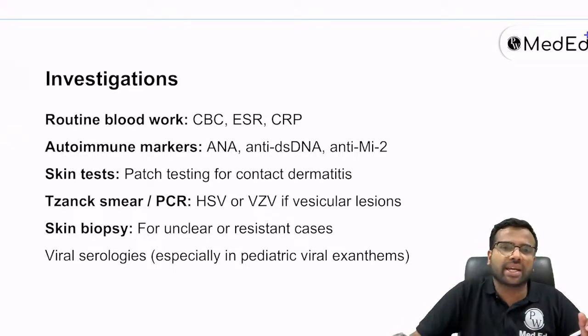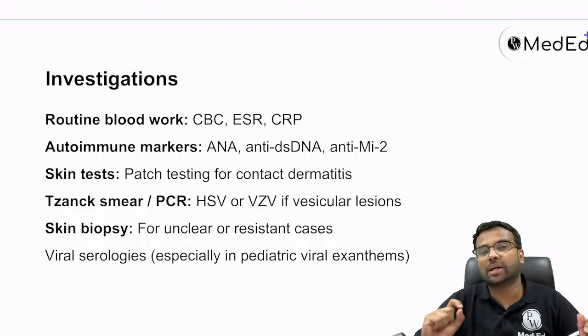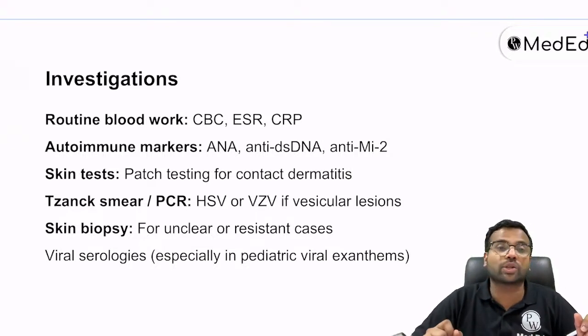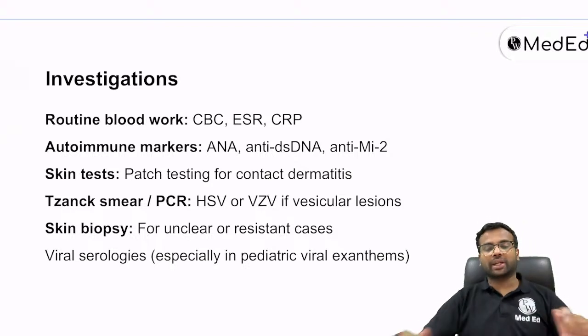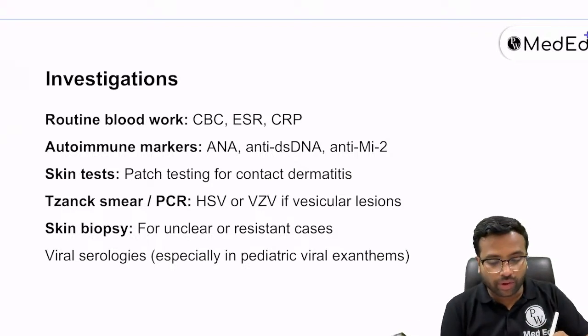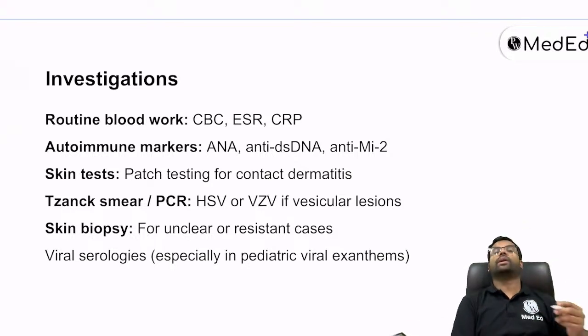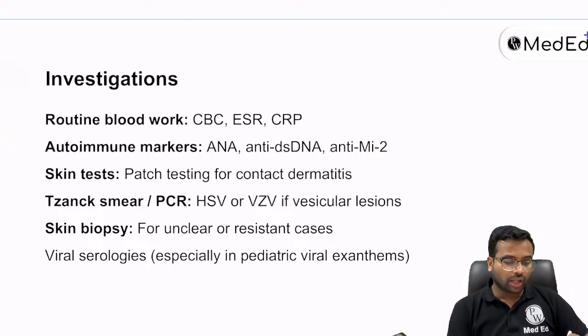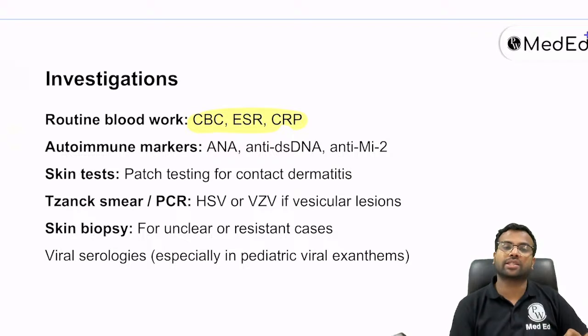So every case is having a different presentation. That is how you can reach a provisional diagnosis based on clinical presentation. But anyways, to confirm the diagnosis, we will also have to go for multiple investigations. So we do all the routine ones, like we'll check the CBC, ESR and CRP.